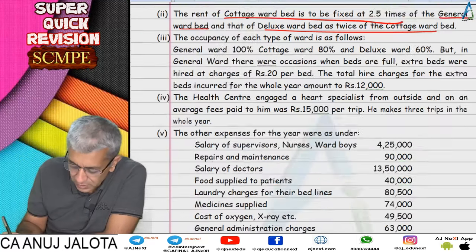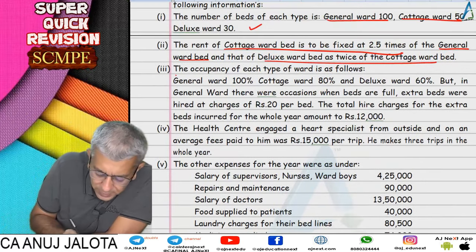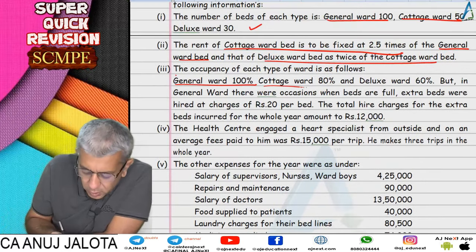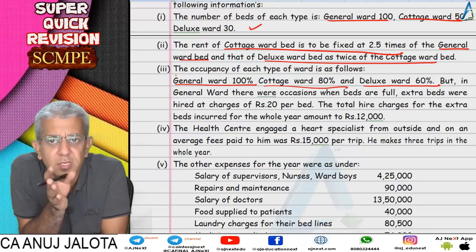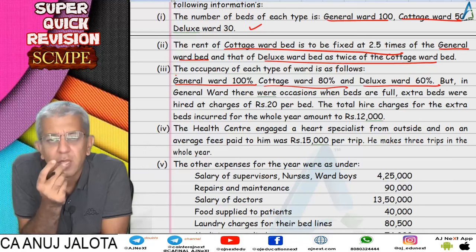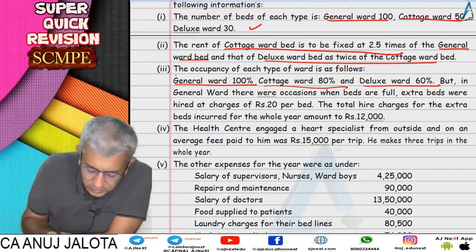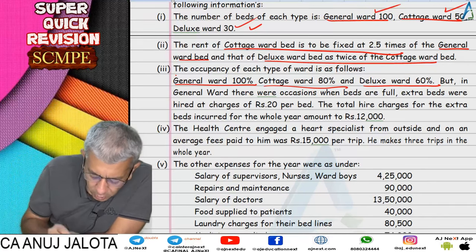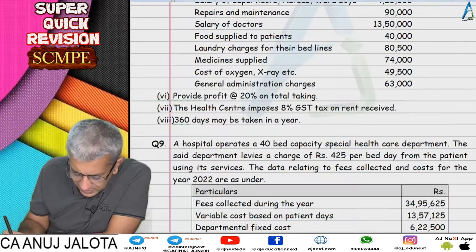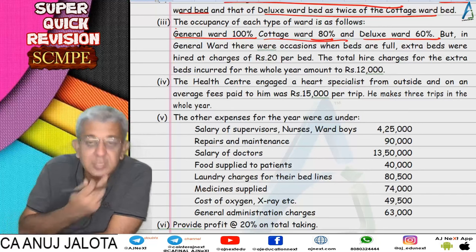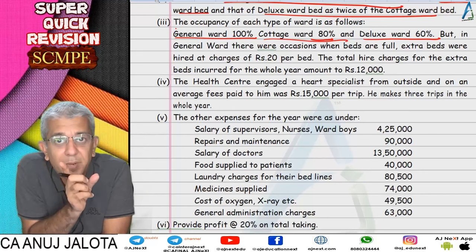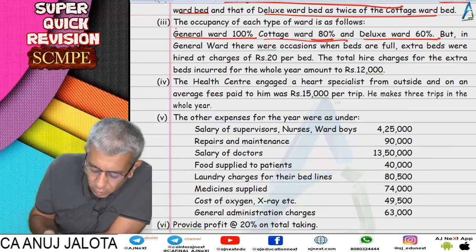Then, those guys are saying something about the occupancy. In general ward, it is 100%. Cottage ward, it is 80%. Deluxe ward, it is 60%. So, based upon this, try to work out the number of bed days. Number of bed days will be the number of beds that was given to you, into the number of days. I guess, for number of days, the last line has told us to take 360 days in the year, into the percentage occupancy. But then there will be some extra bed days for general ward, which are given to you over here.